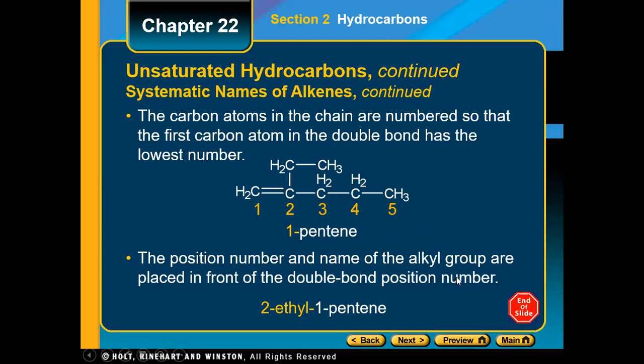Alkyls are the branches. And of course, you have to name the branches first, and then the last thing you mention in the name is the main chain. So notice that we say 2-ethyl-1-pentene. Let me ask, what is this 1 for? Anybody knows? Can anybody tell me?